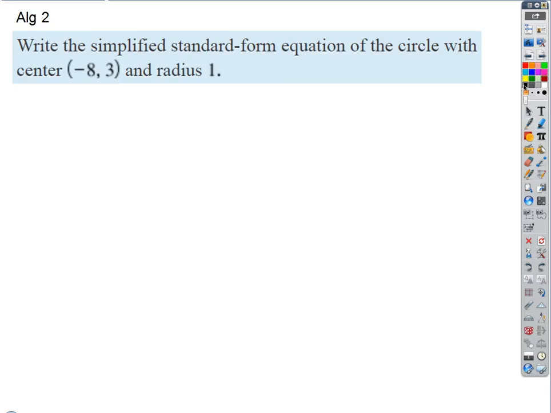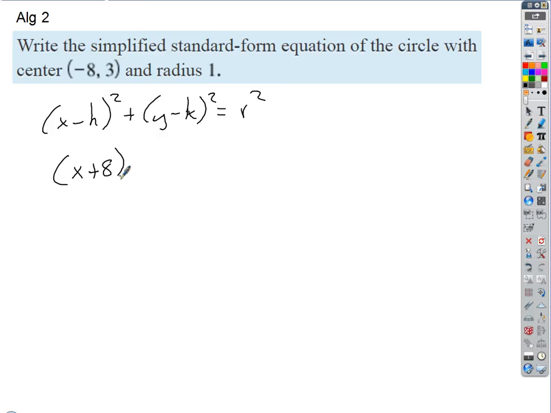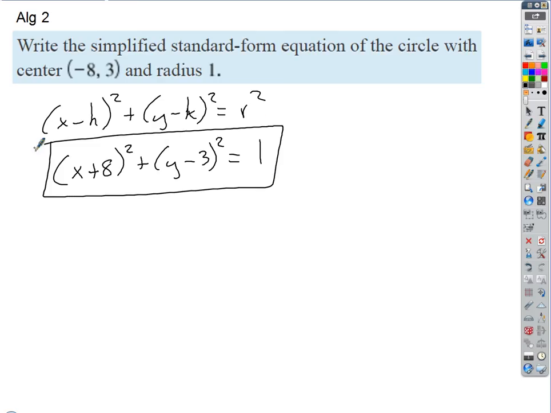So let's remind ourselves real quick that the standard form equation of a circle is just x minus h squared plus y minus k squared equals r squared, where h and k are the coordinates of the center of the circle and r is the radius. So all we'd have to do here is just plug in -8 for h. So I'd get x minus -8 makes x plus 8 squared plus y minus k, which is 3, squared equals 1 squared, which is 1. And so that is what I would enter in Moodle. That would be correct.